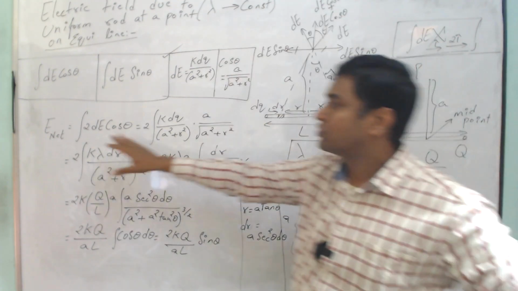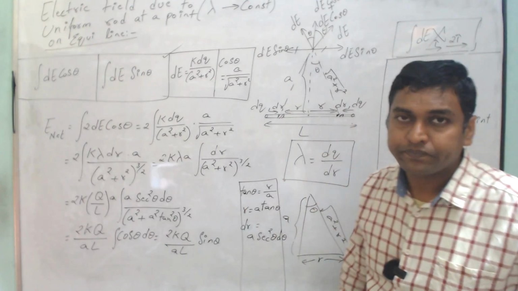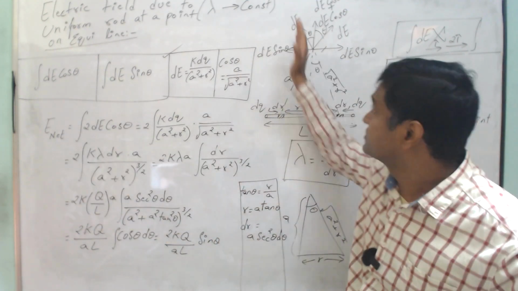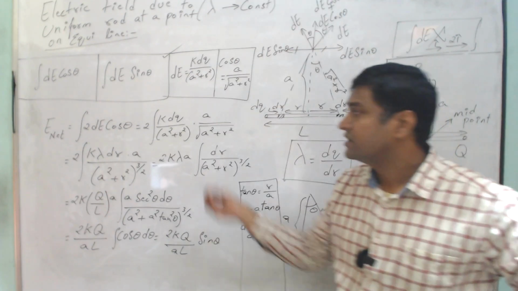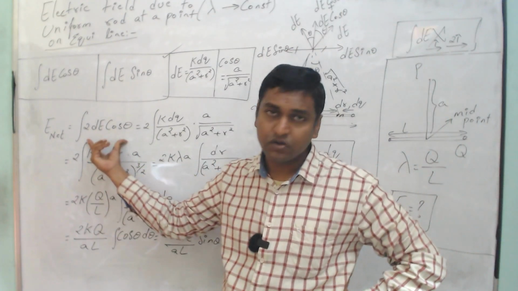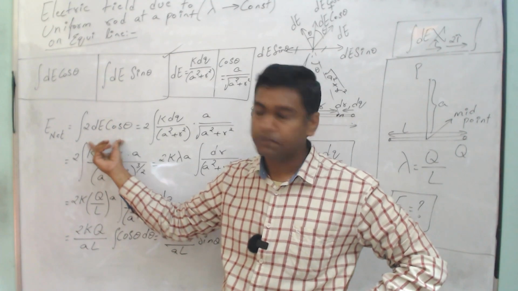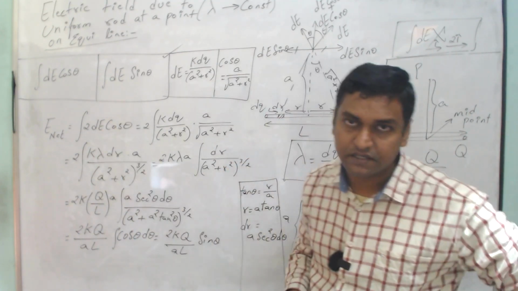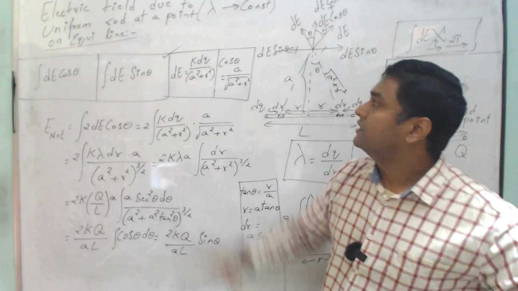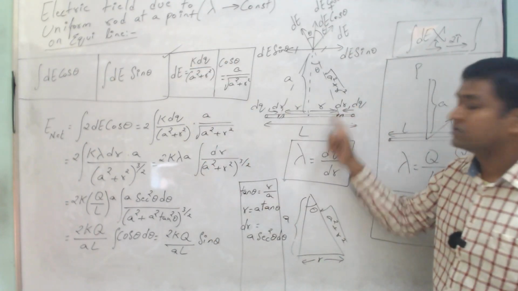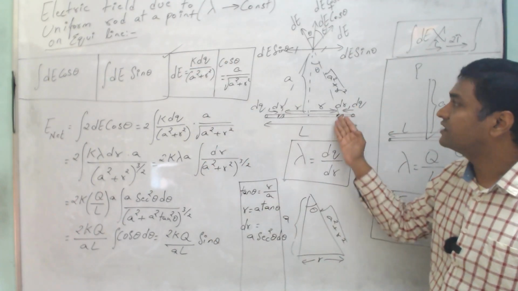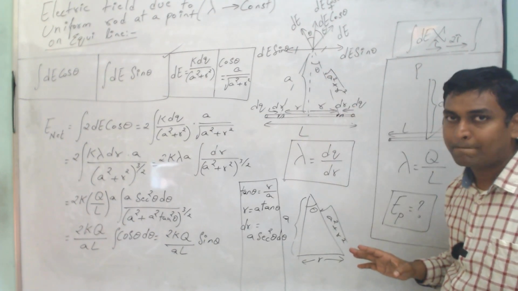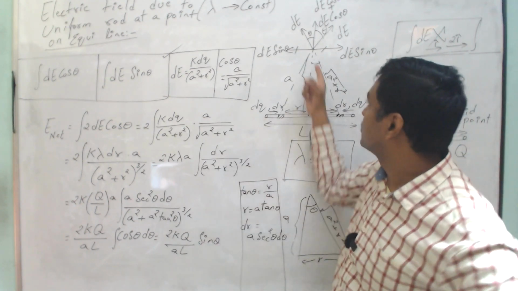Next, coming to the calculus part. The net electric field, whose direction we know will be upward, is nothing but the integral of 2 dE cos theta. I have to know what dE is and what cos theta is. dE is k times the charge dq, so k dq over a square plus r square.